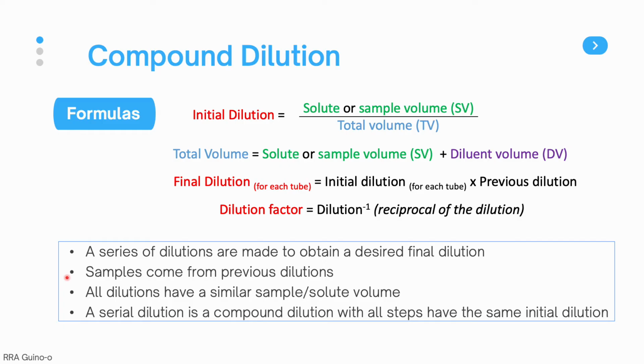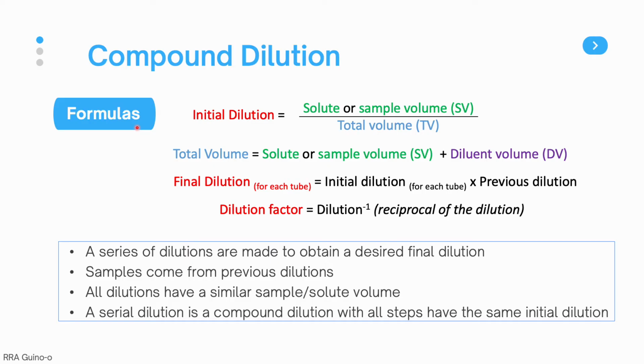So in a series of 3 tubes, for example, tube 1, tube 2, and tube 3, the sample for tube 2 comes from tube 1, and the sample for tube 3 comes from tube 2. To make it all simple, all the dilutions in a compound dilution have a similar sample or solute volume.